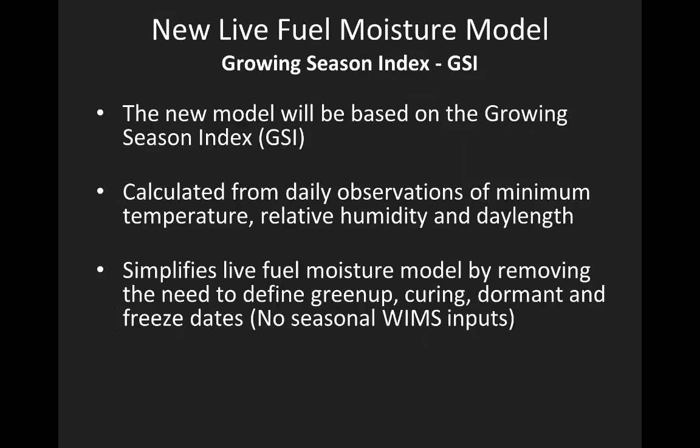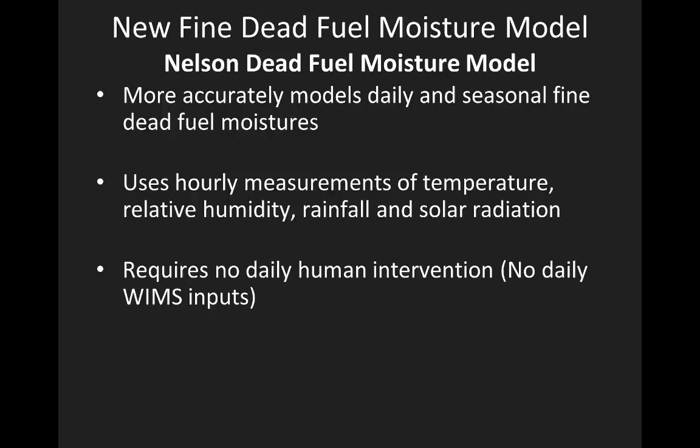The first change was the new live fuel moisture model, and for this we used the growing season index. This new model will be based on the growing season index. It's calculated from daily observations of your RAWS station of minimum temperature, relative humidity, and day length. This simplifies the live fuel moisture model by removing the need to define green up, curing, dormant, and freeze dates. So there's no more seasonal WIMS inputs, no season codes and greenness factors, none of that. It all goes away.